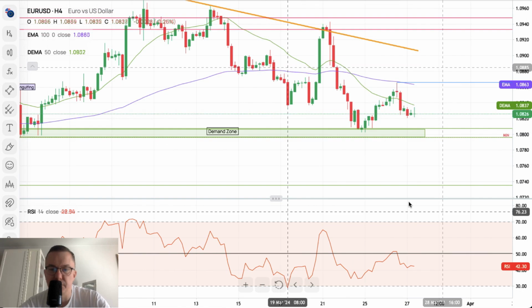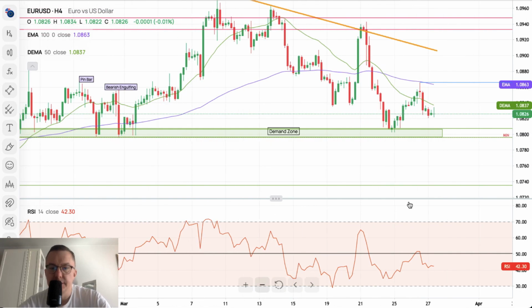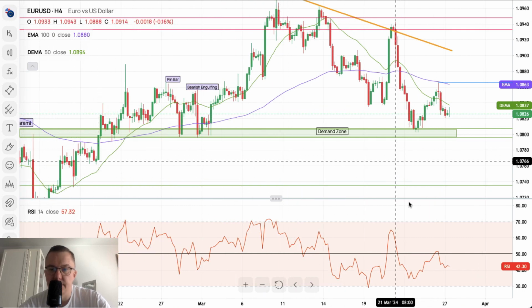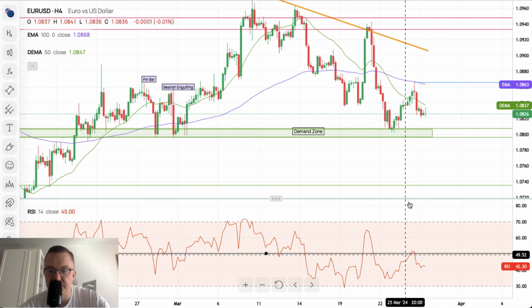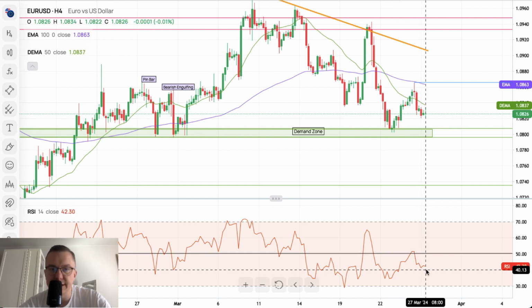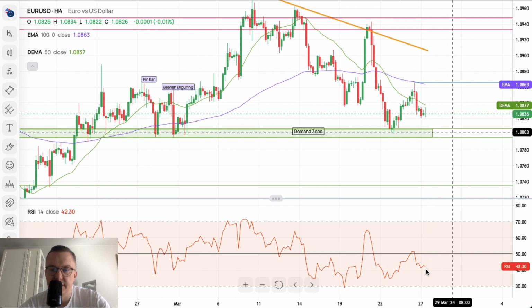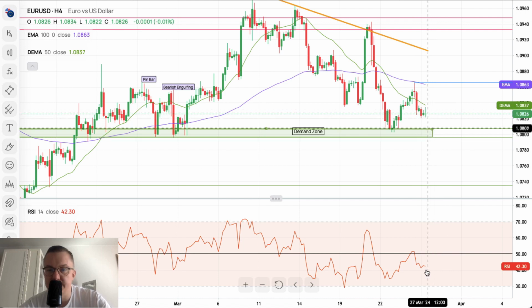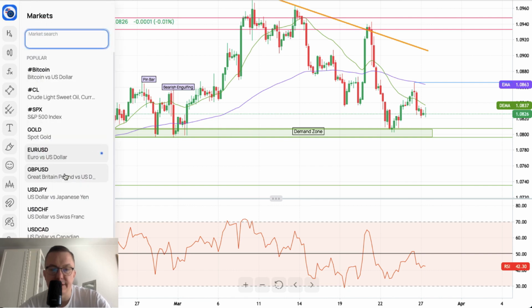The next technical support, let me just zoom out. The next technical support is eventually located at 1.0734. So the market is under the bearish pressure. Rejection from the neutral zone on the RSI is clearly visible, so we should see another deterioration to the downside, because there is plenty of room to the downside here. All that we are waiting for is just the test of the demand zone and possible breakout. Okay, this is the euro dollar.